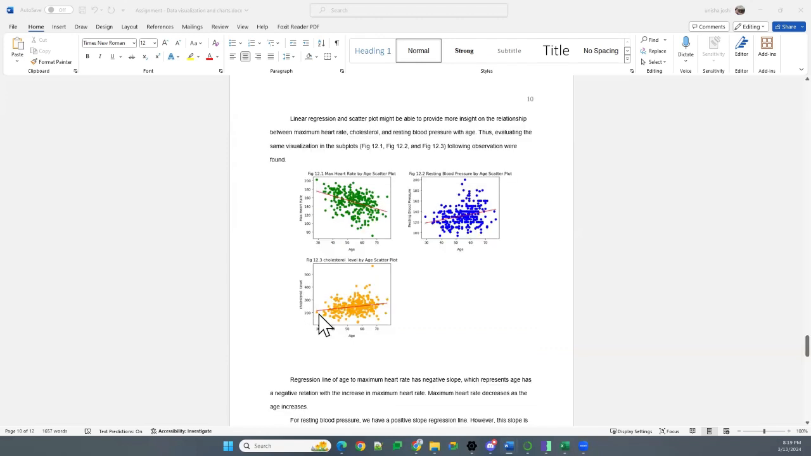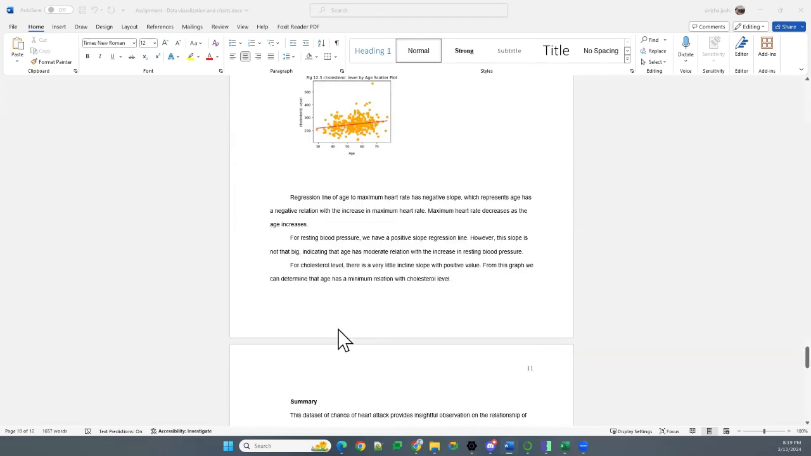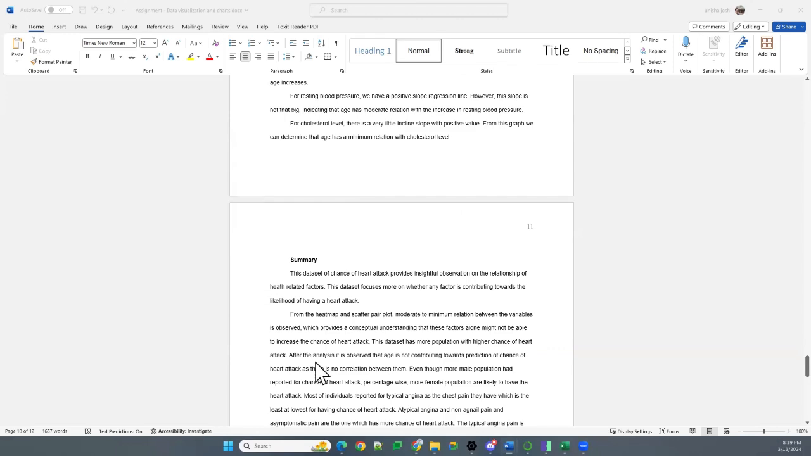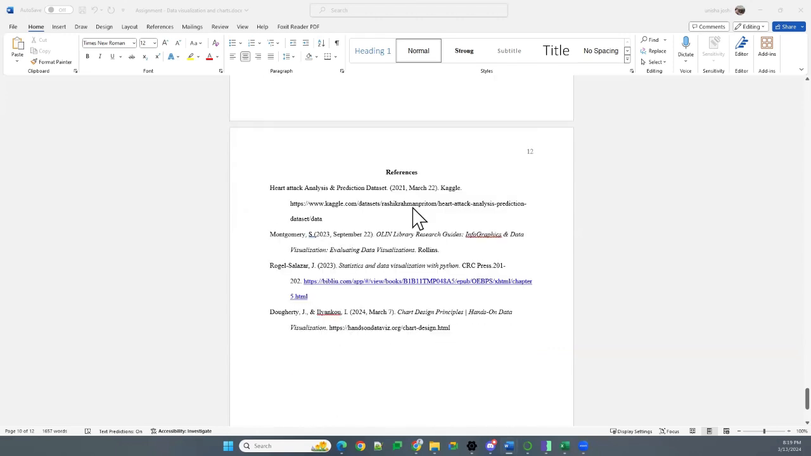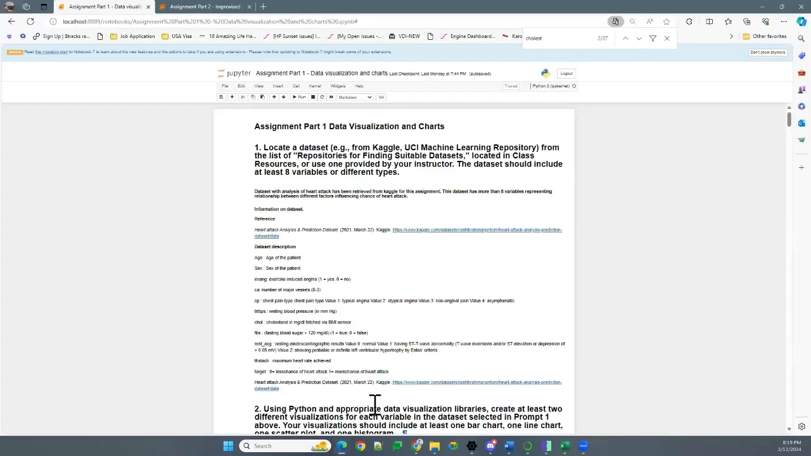The same thing goes for cholesterol and age. The line is positively upward, and age has a very minimum impact on the cholesterol level. I have summarized the same thing in this section and added the references that I used while working on this assignment. Before I end my video, I want to quickly go through the notebook that I created for this assignment. As I mentioned, I have two notebooks, one without the improvised visualization and one after the improvised visualization.